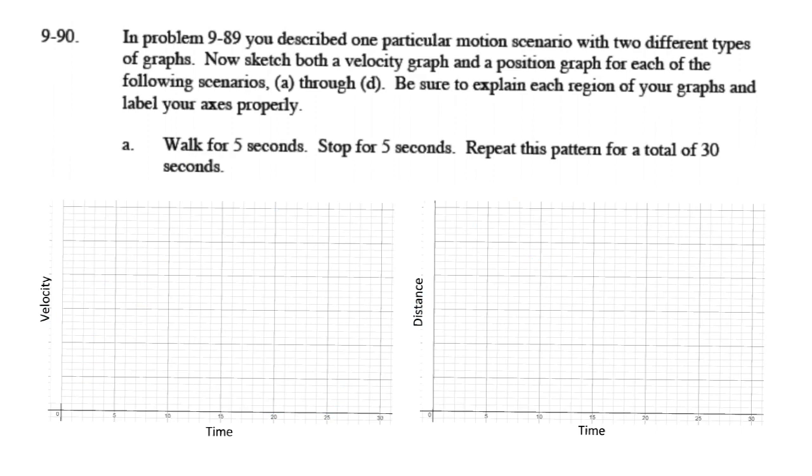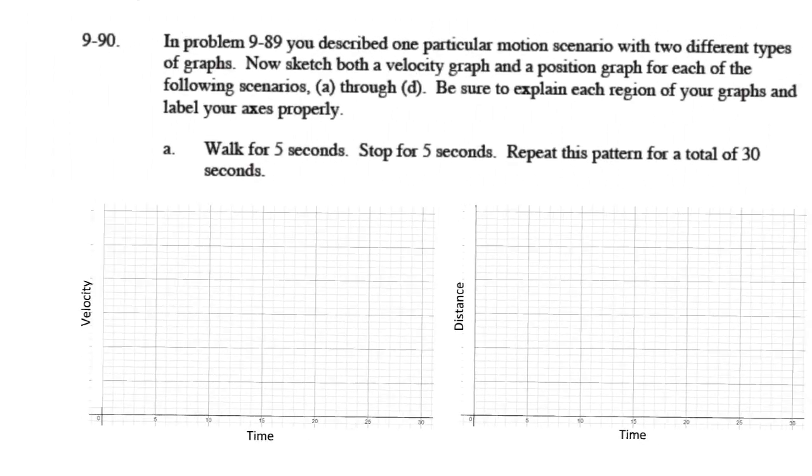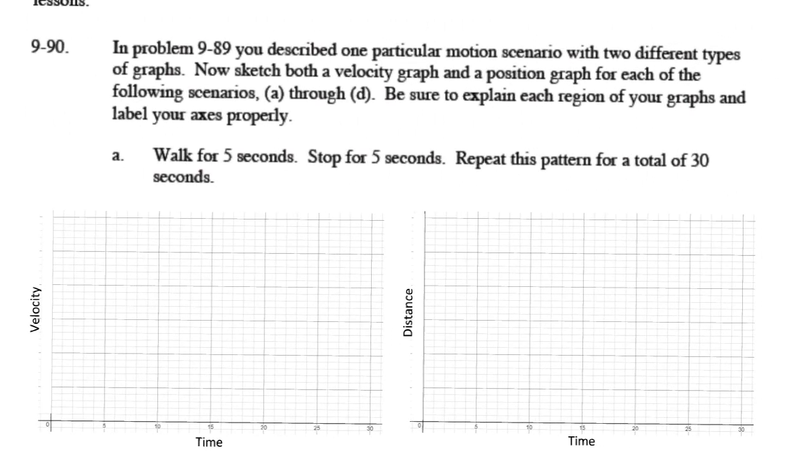We'll look at this problem. So we have a scenario of walking for 5 seconds, stopping for 5 seconds, repeat the same pattern for a total of 30 seconds. So again, there's just walking and stopping here. The walking would be the same speed. If you're walking, it should be the same speed. So I'll pick a specific velocity, a specific walking speed.